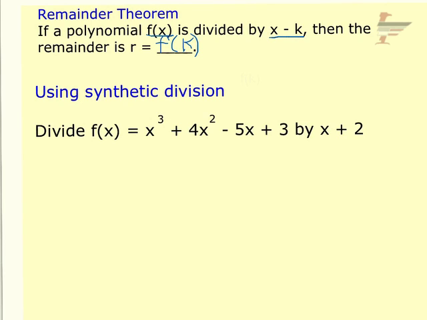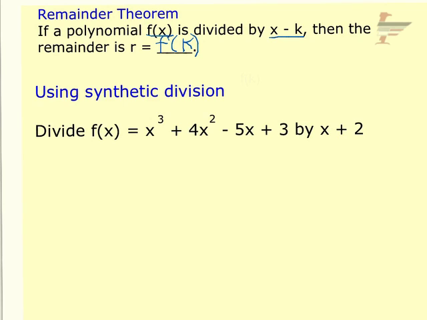So I'm going to show you an example here because that probably doesn't make a whole lot of sense, but let's just say that x minus k was x minus 2. Then I know that f of 2, whatever I would get when I evaluate that, is my remainder. And I think you'll see it when I do this example. Okay, so this one says to divide this cubic function by x plus 2.